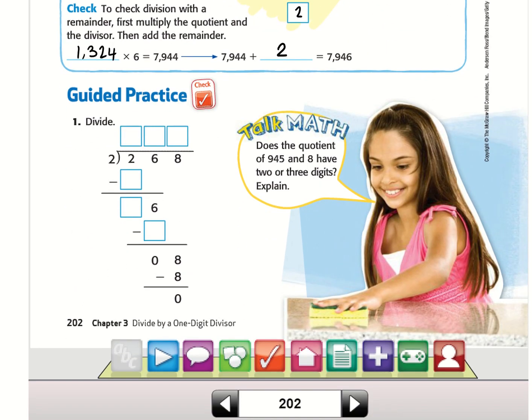So here's the guided practice. Go ahead and pause the video and try the guided practice. So I wrote my steps over here to the side. I'm actually going to do it with you guys.